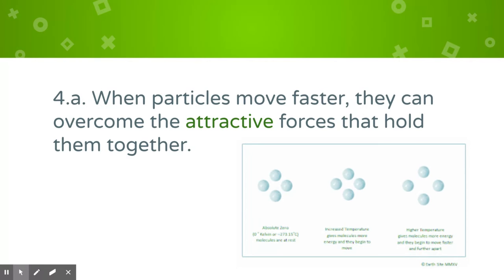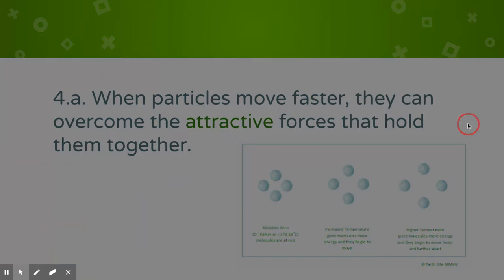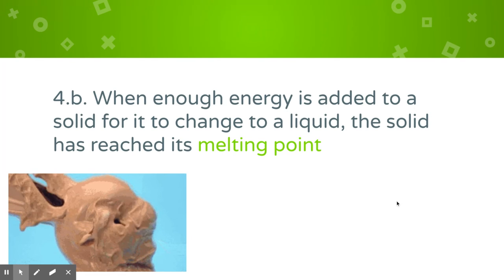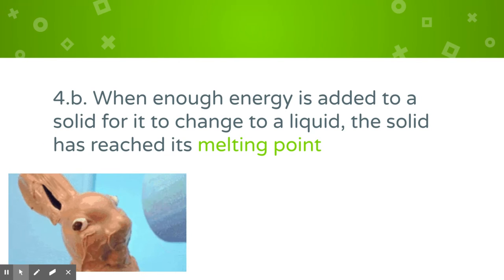So when they're a solid and they're locked together, if they move fast enough, then they can break that bond to become a liquid. Moving faster, you can get them to become a gas. When enough energy is added to a solid for it to change to a liquid, we say that the material has reached its melting point.